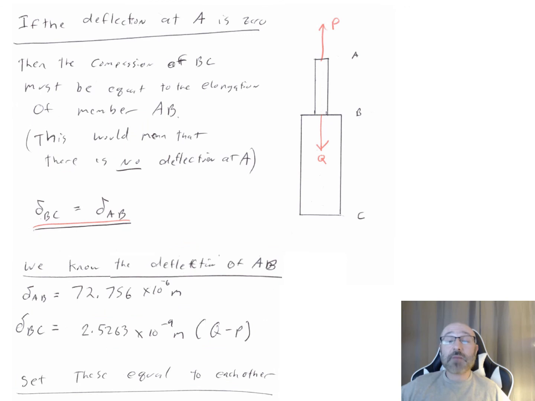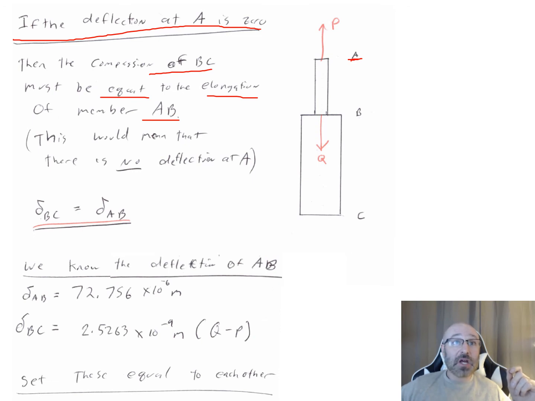So what we want to think about now is a part of the problem that tells us that the deflection at A is 0. We were solving for Q if the deflection at point A at the top here is 0. So the compression of BC at the bottom must be equal to the elongation of member AB at the top. However much we're stretching AB, this needs to be down here in compression, so that there is no deflection at A.